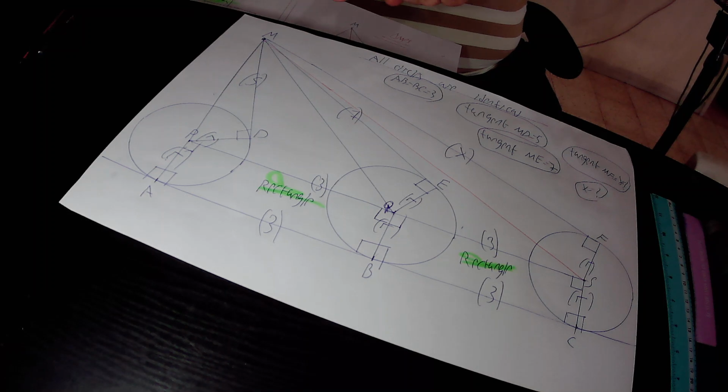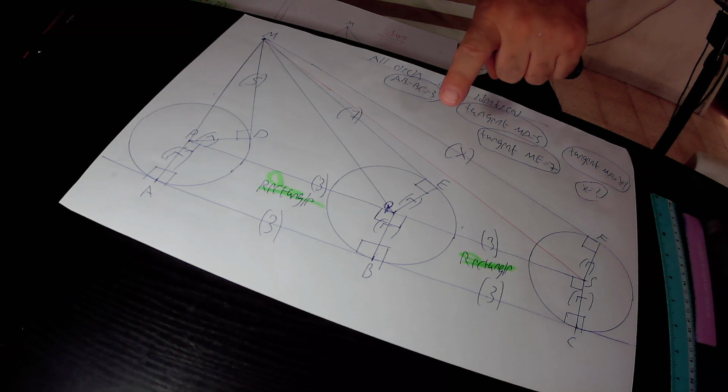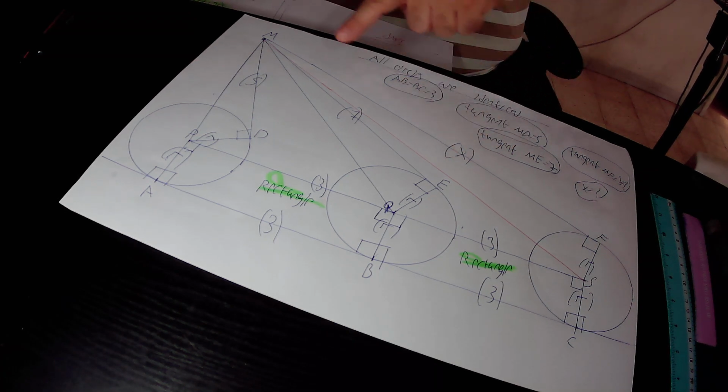We implement the Pythagoras theorem on this right triangle MQE. According to the Pythagoras theorem in this right triangle MQE, MQ square, that is the square of the hypotenuse, equals QE square plus EM square.